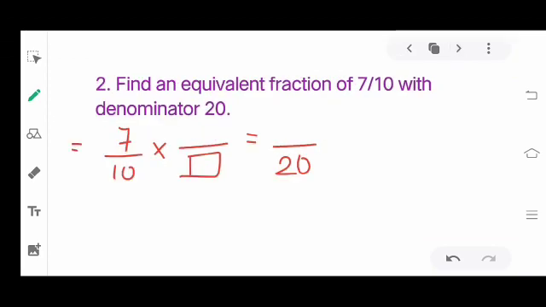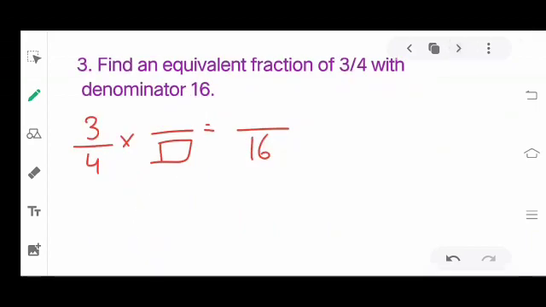Same, find an equivalent fraction of 7 upon 10 with denominator 20. That means the answer they want is 20. So tell me which number I have to multiply. Yes, the number is 2. In the same way, I am going to multiply the denominator and numerator. So 10 into 2 is 20. So 7 2s are 14. So my final answer is 14 upon 20. So you have to practice this sum at your home and I am going to give you the answer so that you are able to see whether your answer is correct or not.